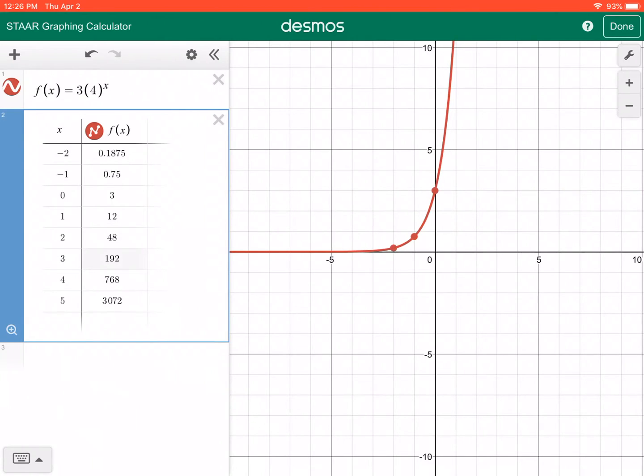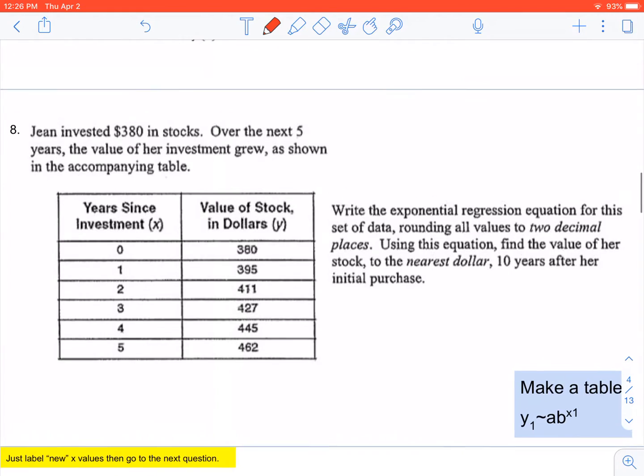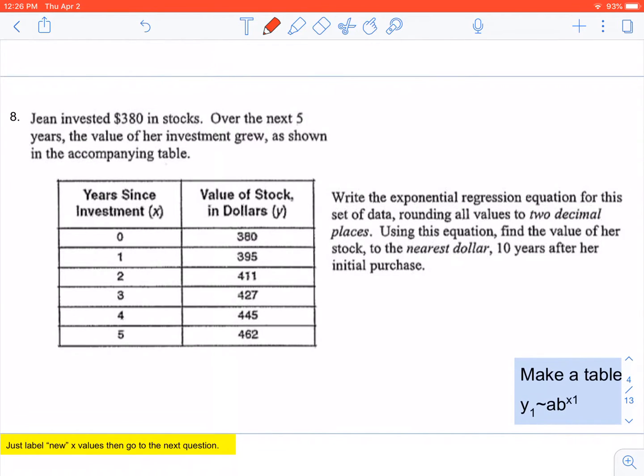So today's lesson is, this time we don't have multiple choice, and we have a table, and we want to ask Desmos to come up with our equation for us.